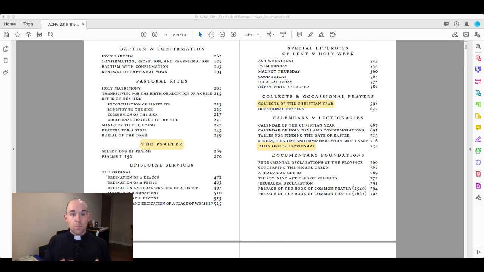And when you get to that point in the prayer service, you're going to turn to the collects of the Christian year. You're going to find either that day's feast day or the collect for the previous Sunday, which gets used for the whole following week usually, and you're going to pray that collect of the day and then jump back into the prayer service.